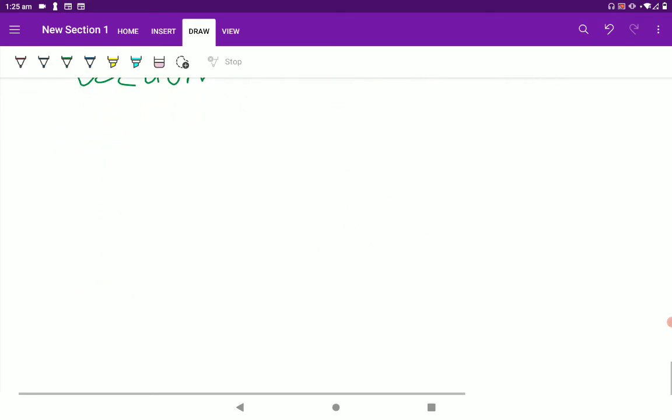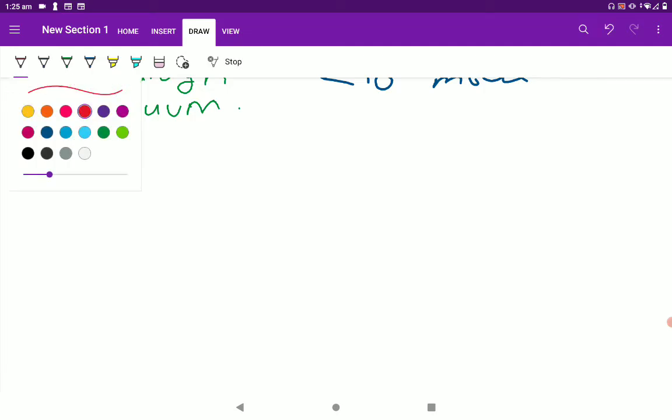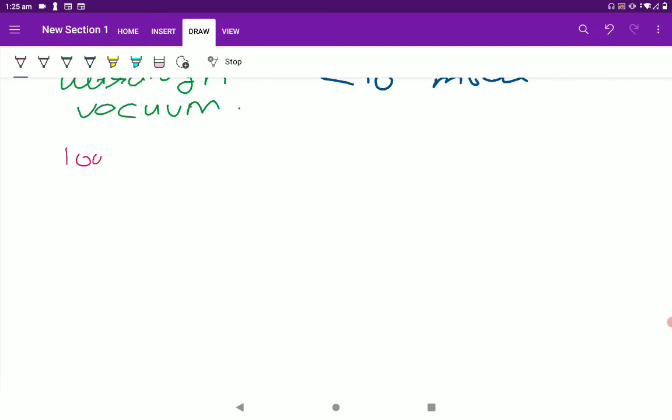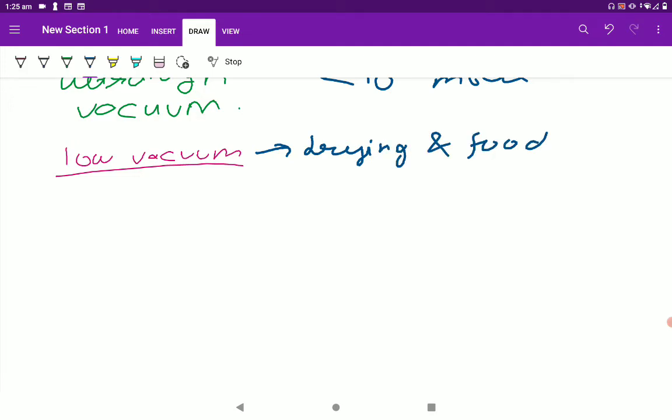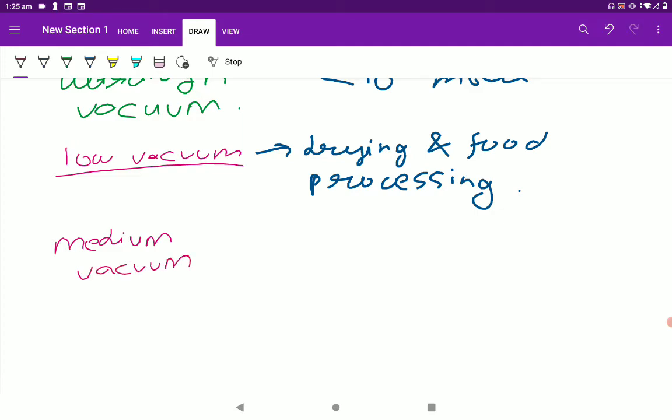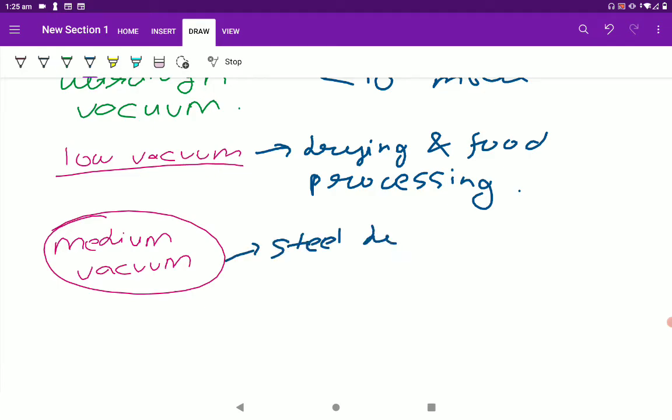For example, the low vacuum region is preferred for drying and food processing. Medium vacuum region is preferred for steel degassing and vacuum distillation.